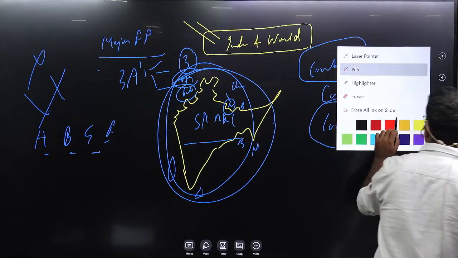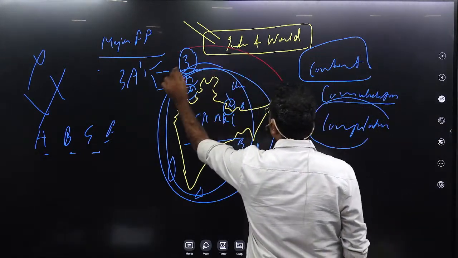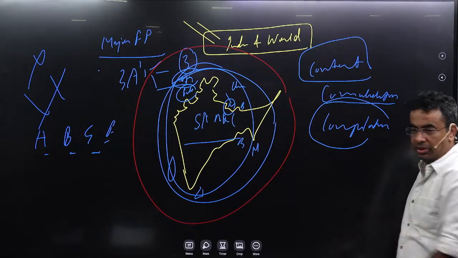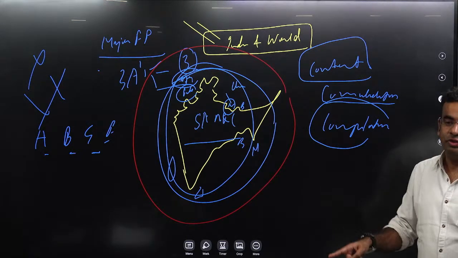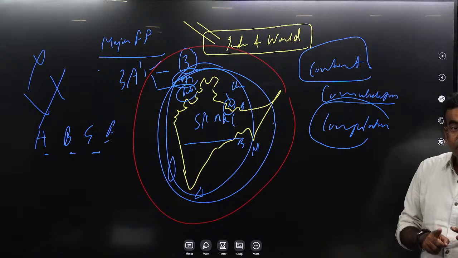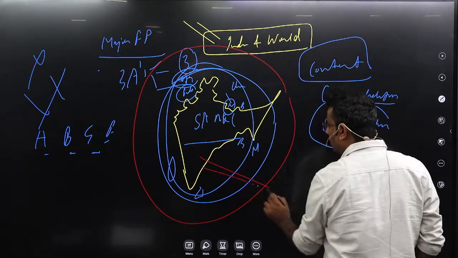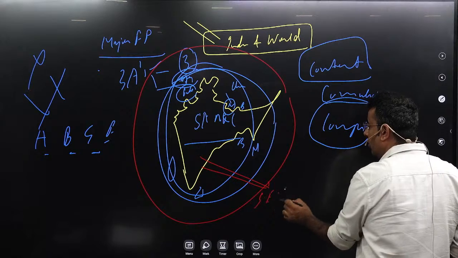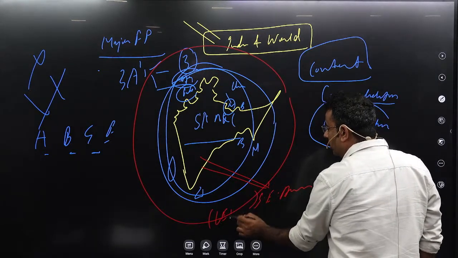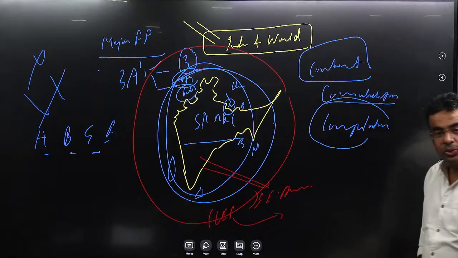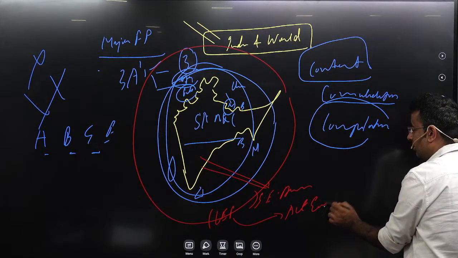So the first circle is about the immediate neighborhood. The second circle is about the extended neighborhood. Here we will not discuss the nuances of our ties with all the countries of the region. Here we will discuss nuances of our engagement with the region, like our engagement with Southeast Asia or Southeast Asian countries. Which policy are we pursuing to engage with this region? Look East. And in 2014, the Modi government announced the Act East policy.